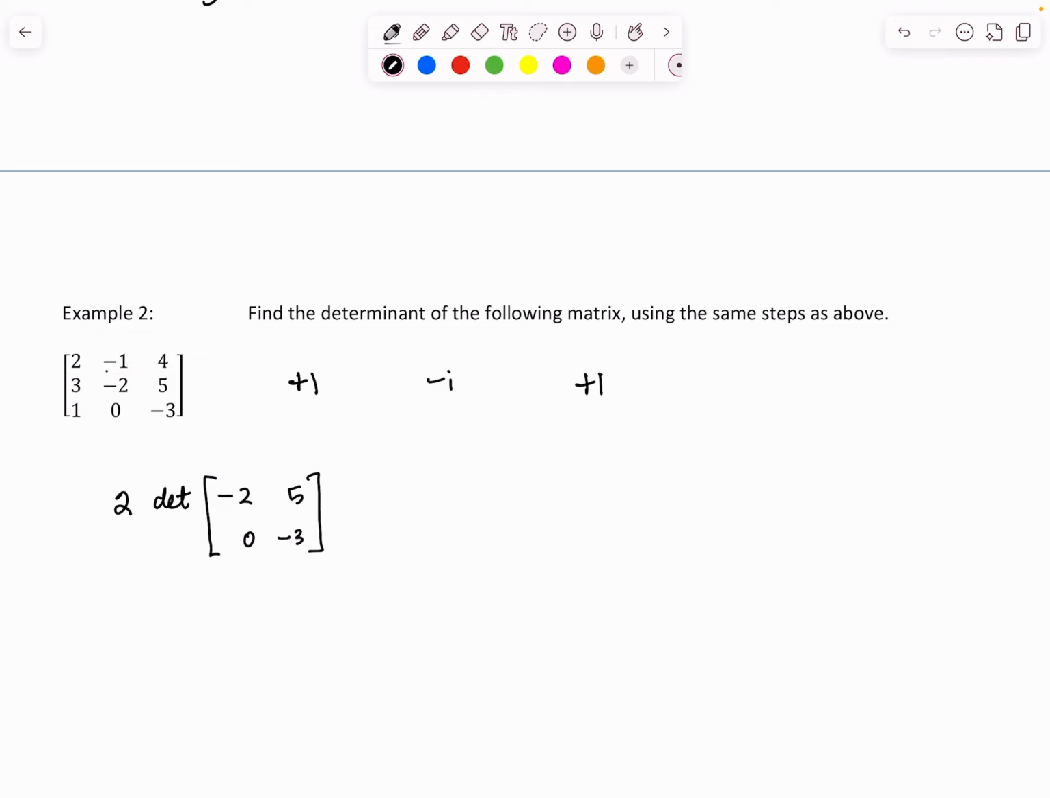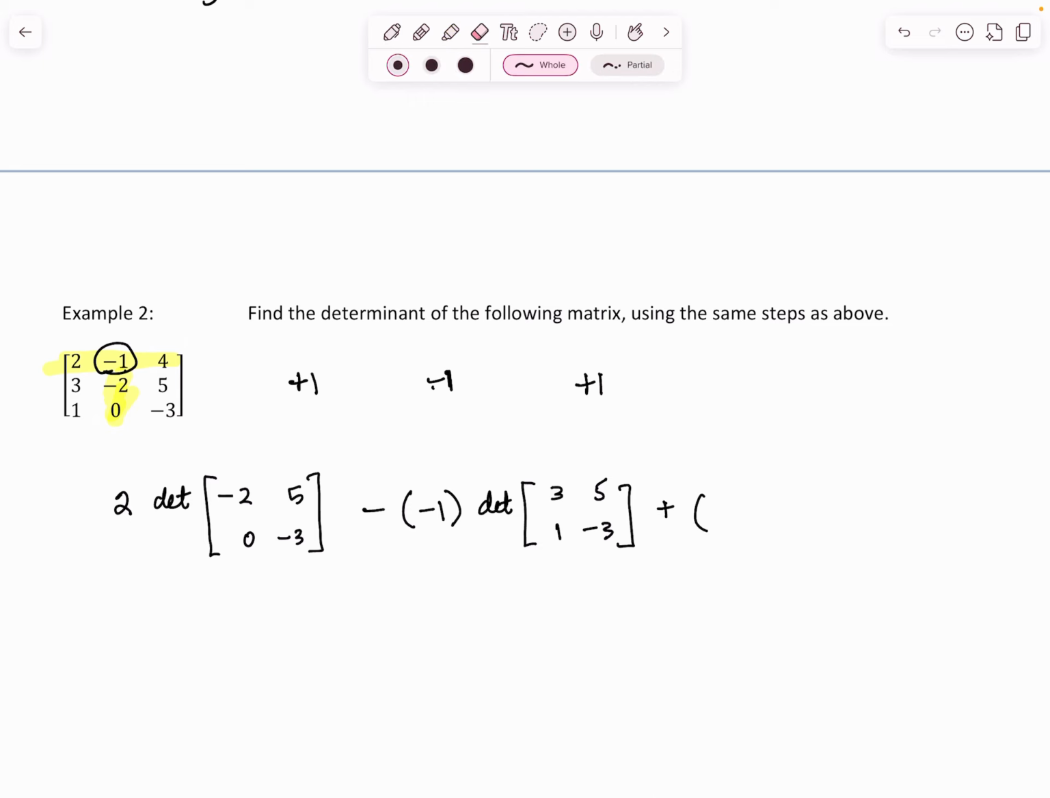Then the second entry, so I need a minus 1. Be careful with that, because remember it's minus 1, times the determinant of 3, 1, 5, minus 3. That's the submatrix I get if I delete this row and this column. I get that 3, 1, 5, negative 3. Now I'm back to plus.